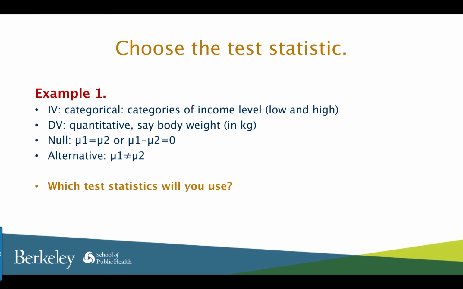Okay, so this is an example here. You can basically choose what test statistic you would like to use. In this example, your independent variable is categorical. You have categories of income level, low and high. And your dependent variable is quantitative, say body weight. Your null hypothesis is mu1 is equal to mu2, or mu1 minus mu2 is 0, which are the same. And your alternative hypothesis is mu1 is not equal to mu2. Basically, mu is mean. So which test statistic will you use? So this is two sample t-test for difference in means.